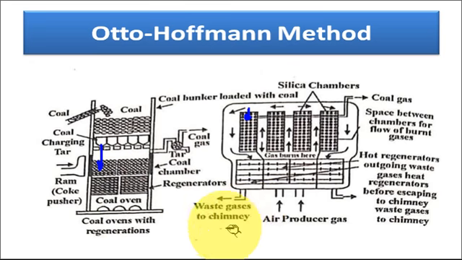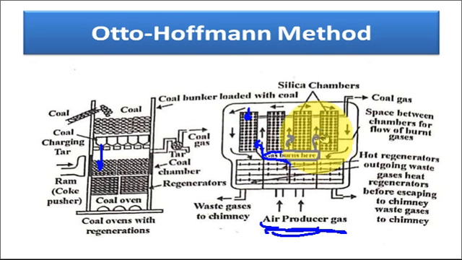Now, where does the gaseous fuel come from? Look at this figure: we can clearly see that an air and producer gas mixture is passed through this channel. Producer gas is the gaseous fuel. In the presence of air, the producer gas burns here. In this part, combustion of the gaseous fuel takes place. Through combustion, a large amount of heat energy is released, which increases the temperature of the silica chambers.